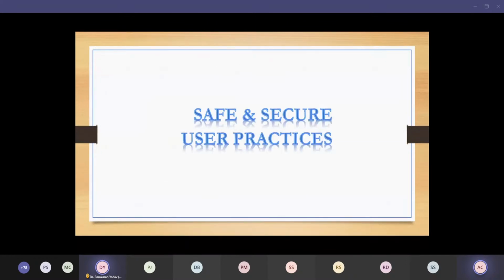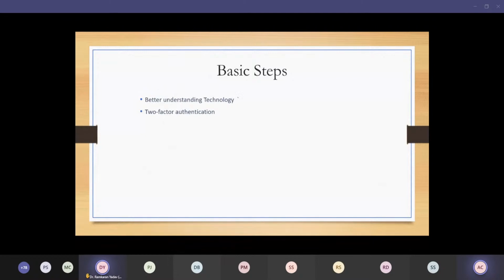So basic steps, if we talk about safe and secure user practices: you need to better understand the technology first of all, because eventually you have been using this thing, regularly working and utilizing these things. Like in India, during demonetization, everyone was forced to utilize these digital payment systems. But there was no one who was trained enough. That's why UPI related frauds and OTP related frauds are on the rise and people have been monetizing out of it. As well as two-factor authentication, I hope everyone is aware, but two-factor authentication should be a must.